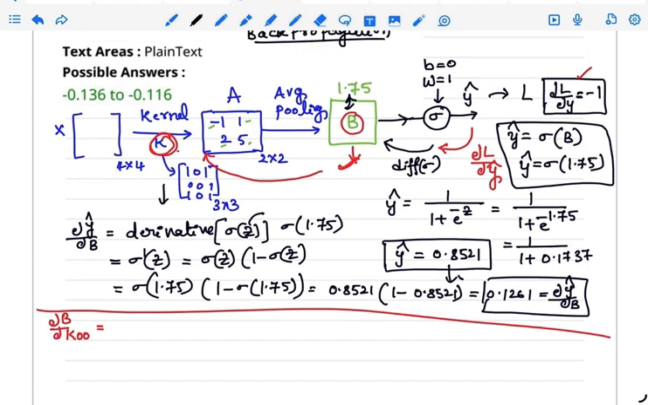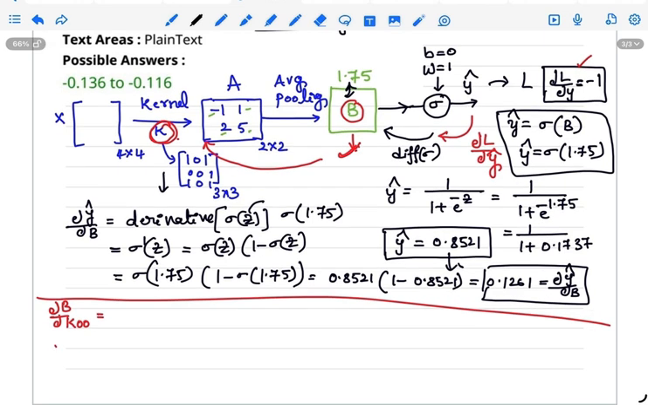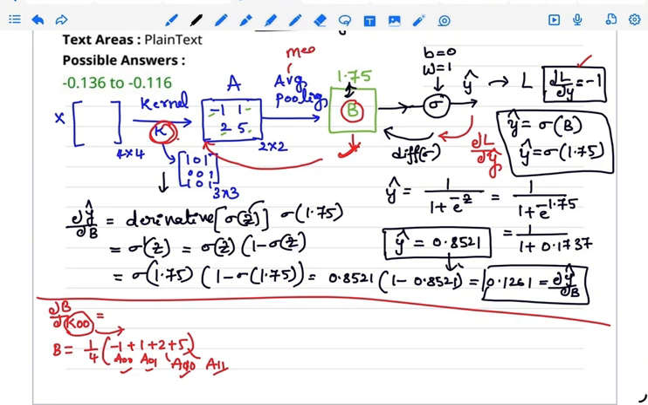We are calculating the b value. The b value is the average of all the elements, right? That is 1 by 4 of minus 1 plus 1 plus 2 plus 5. We are calculating the average of A00, A01, A10, A11, that is the average of all the elements. How A00, A01, A10, A11 depend on these K00 values. During the forward passing, you are doing average pooling, that is the mean value of the matrix A.